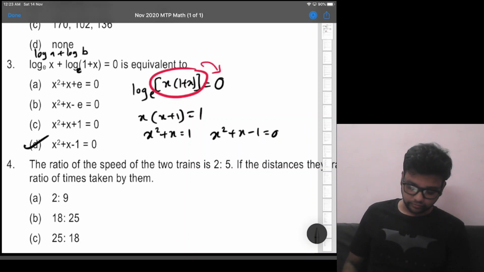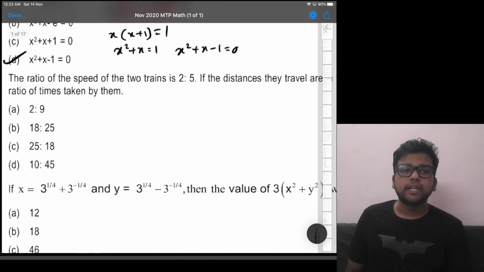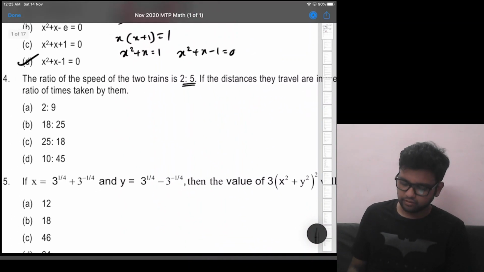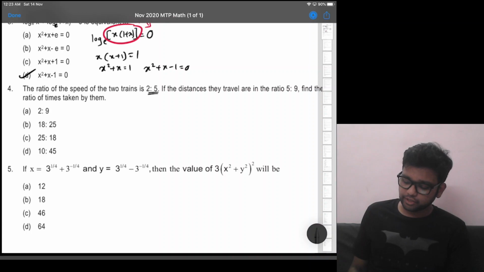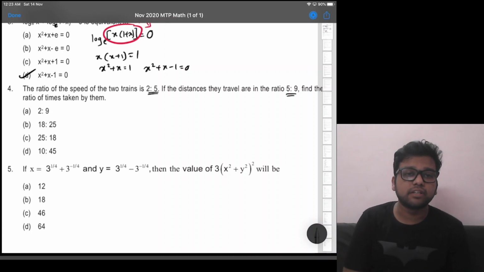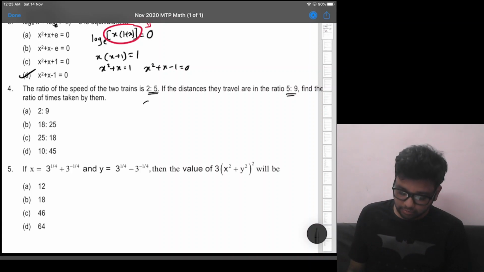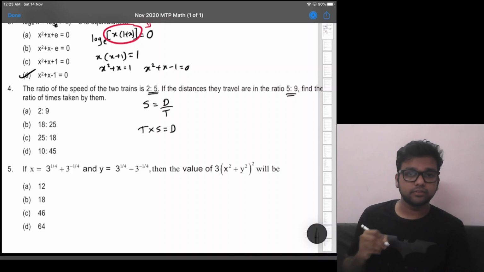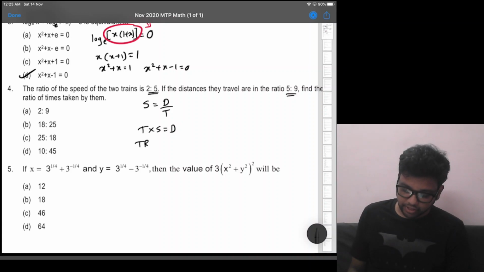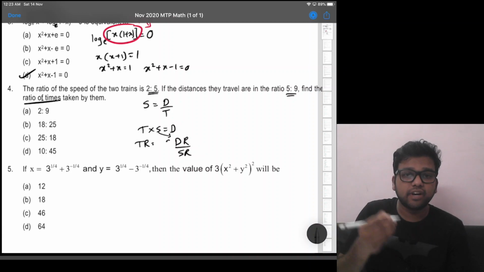Okay. Next. Fourth is a good one. The ratio of speed of two trains is 2 is to 5. If the distances they travel are in the ratio 5 is to 9, find the ratio of times taken by them. Now you might remember from school that speed is equal to distance upon time. Right. That means time into speed is equal to distance. That means the time ratio will be distance ratio divided by speed ratio. Right, we need the ratio of time, so it will be distance divided by speed.